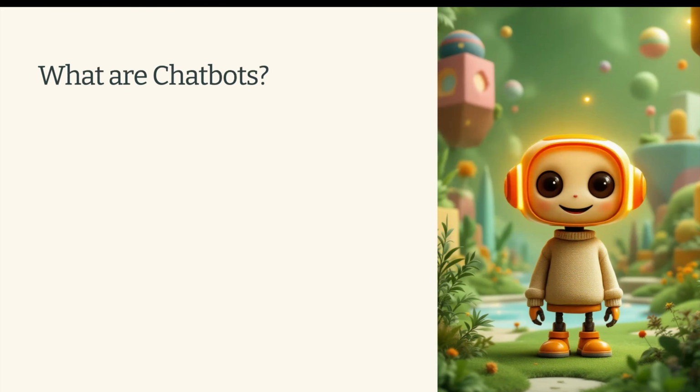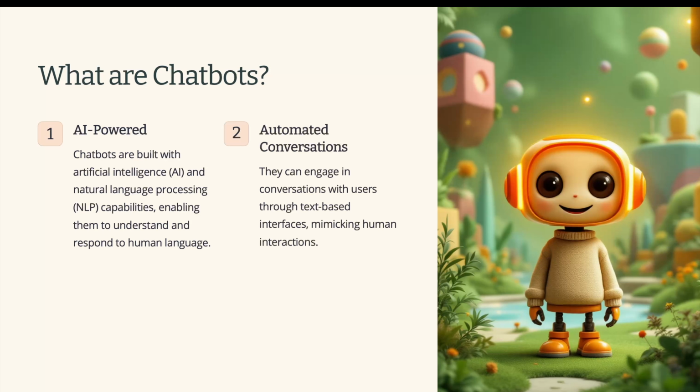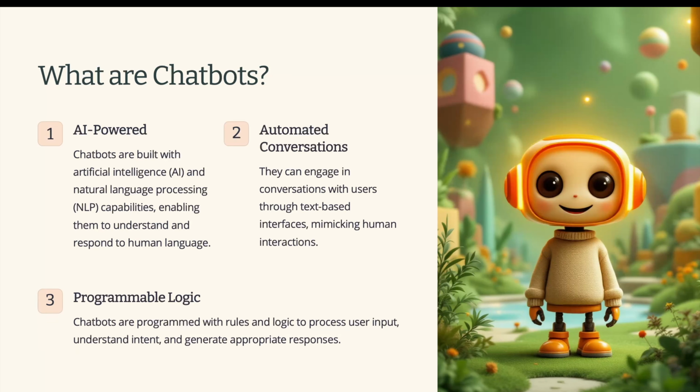The first, commonly used elements are AI-powered automated conversations and programmable logic. Chatbots use artificial intelligence so they can understand and respond to human language. This is what makes them feel like they're actually listening. Next, automated conversations mean they can handle tons of conversations at once and reply instantly, which is super convenient for us. The third is the programmable logic element, where chatbots follow set rules and logic to make sure they're giving the right responses and staying on track.